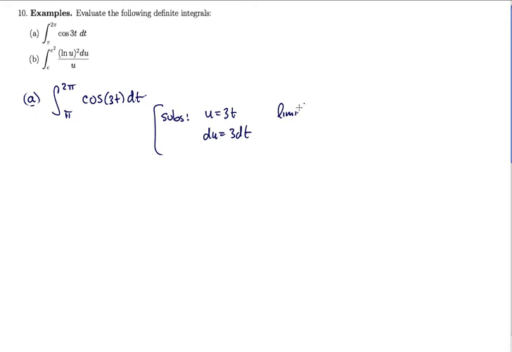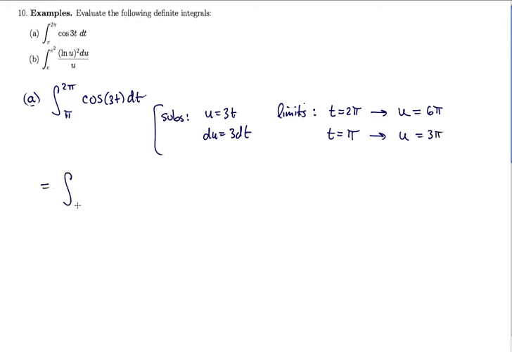Our old limits of integration were in terms of t. So the old limits of integration were t equals 2 pi as the upper limit, t equals pi as the lower limit. Let's figure out what those things are in terms of u. Well, if u is 3 times t, then when t is 2 pi, u is 6 pi. And when t is pi, u is 3 pi.